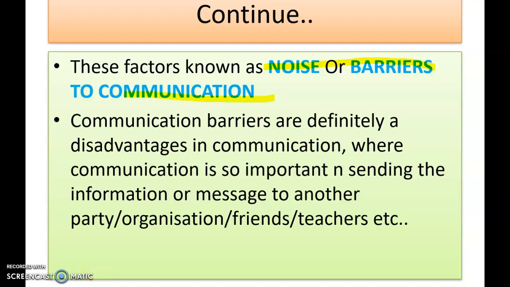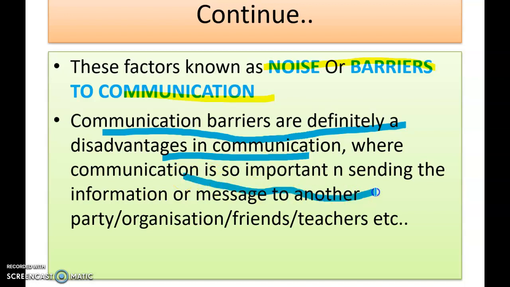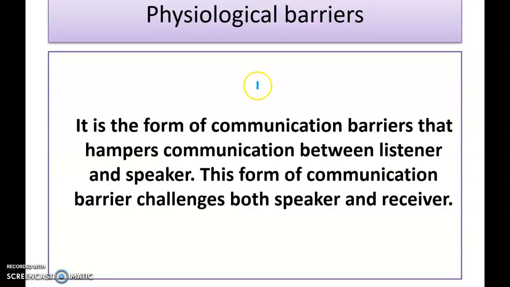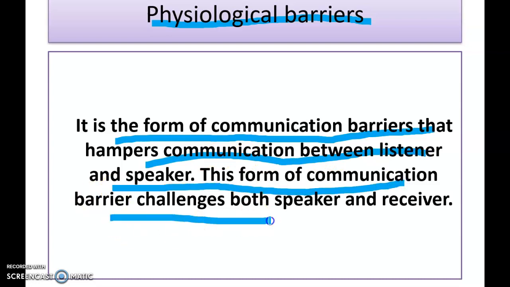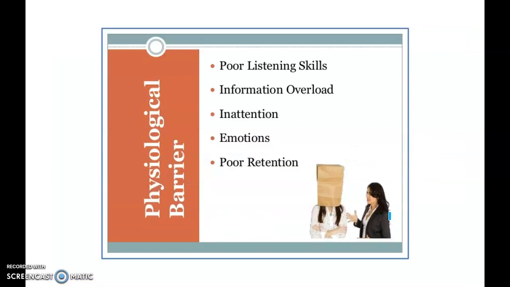As you know, the noise is also there. So noise and barriers are also the main factor. Communication barriers are definitely disadvantages in communication. Yes, exactly, where communication is so important for sending information from one person to another person. Then we'll start with the physiological barrier. It is a form of communication barrier that hampers the communication between listener and speaker. This form of communication barrier challenges both speaker and receiver.